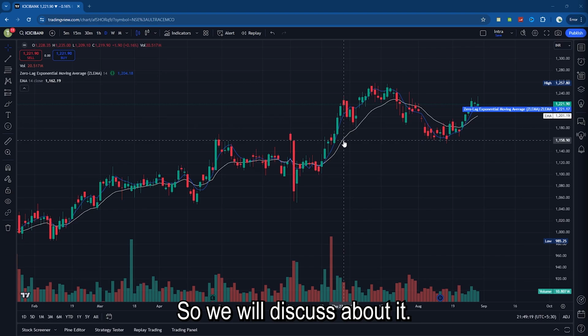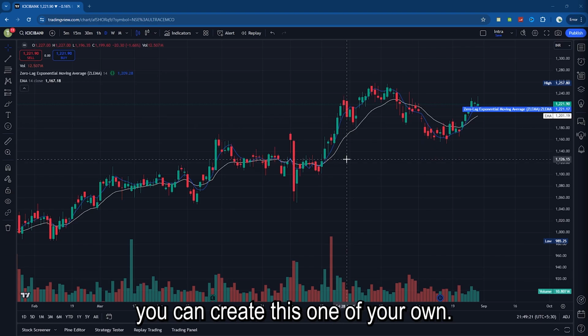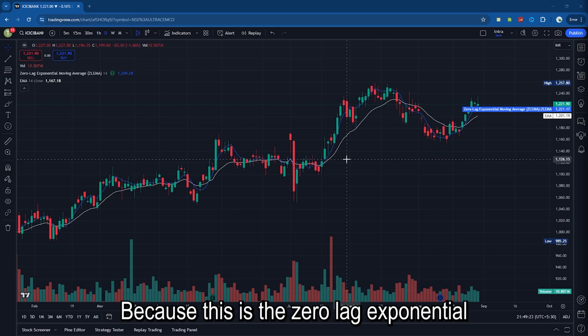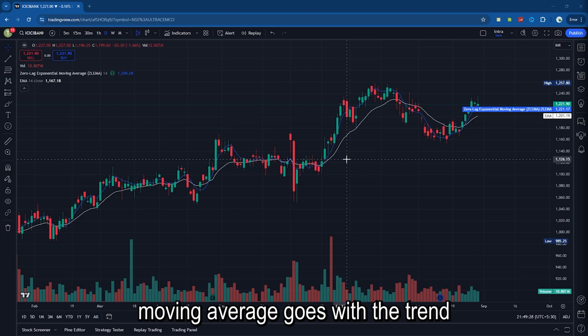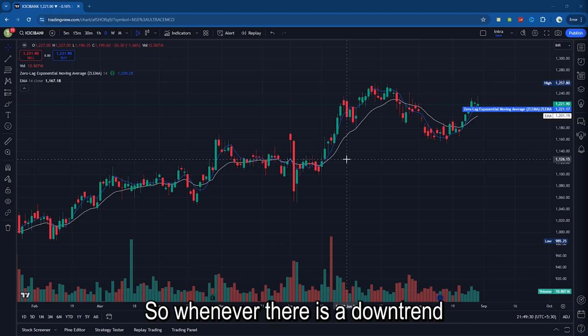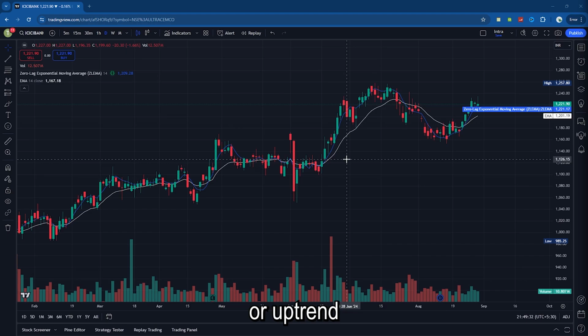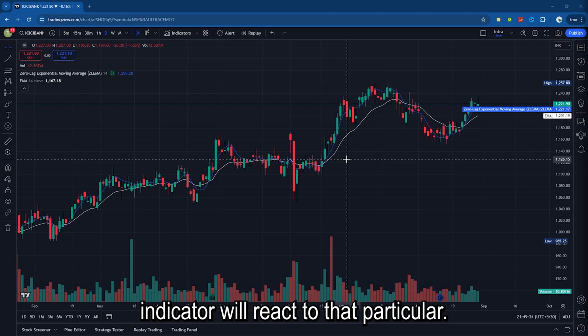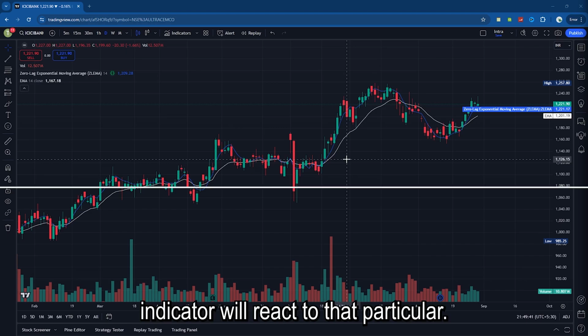Right, so we will discuss it and I will show you how you can create this on your own, because the zero lag exponential moving average goes with the trend and with the price. So whenever there is a downtrend or uptrend, this indicator will react to that particular time frame.